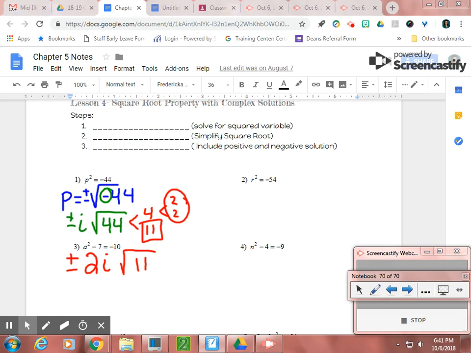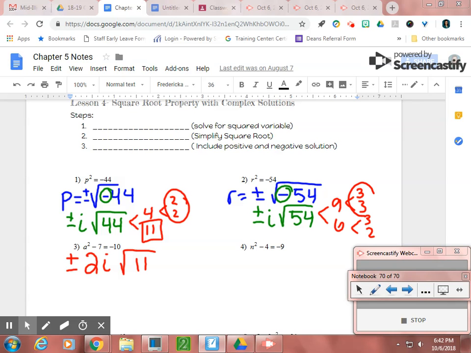So the only thing that's different is that you're taking an i out as soon as you see a negative sign. So like here, to get r by itself, you're going to do plus or minus the square root of negative 54. So again, as soon as you see a negative sign, this becomes plus or minus i square root 54. So then what you're going to do is break 54 down, 9 and 6, 3 and 3, 3 and 2, couple, single, single. So the couple is going to go out in front, so I have plus or minus 3i, and inside is 6. And that's going to be your final answer for that.